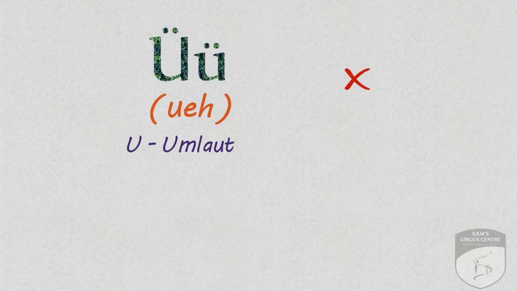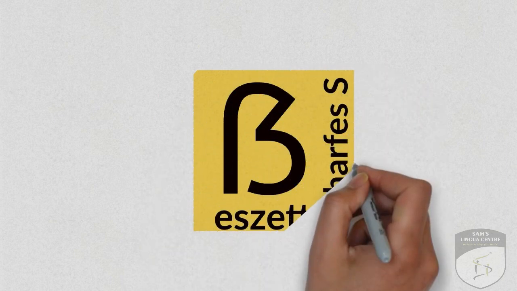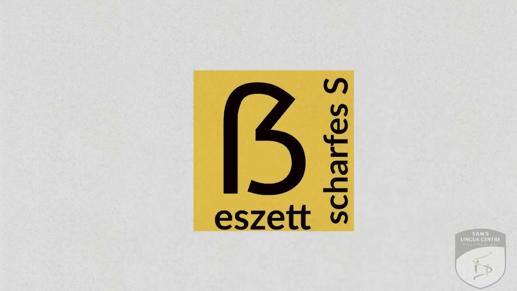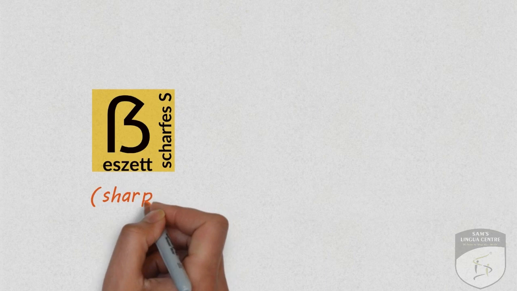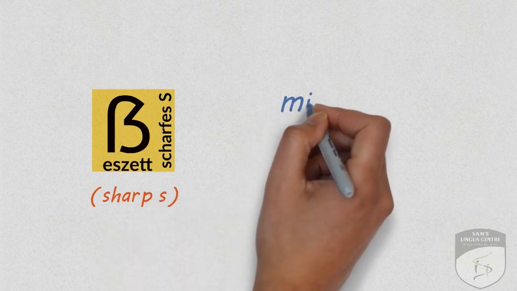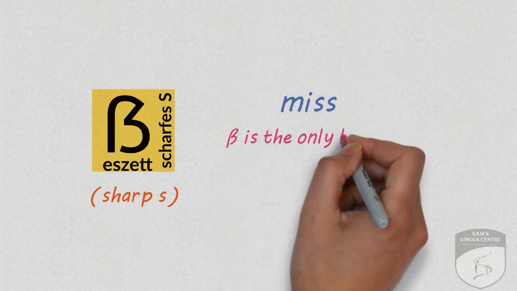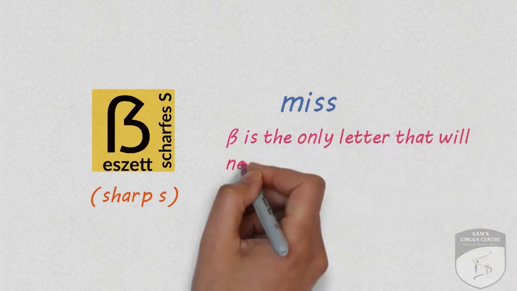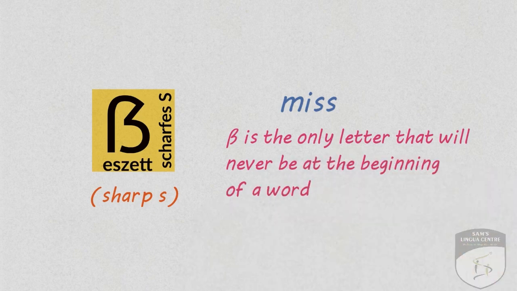There is one more special letter in the German alphabet which looks like this. We call it eszett, or scharfes S, which means a sharp S. This letter is pronounced like the double S in the word Swiss. And always remember, this letter, eszett, is the only letter that will never be at the beginning of a word.